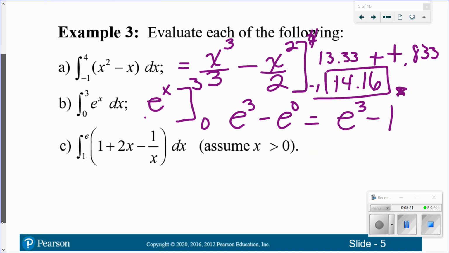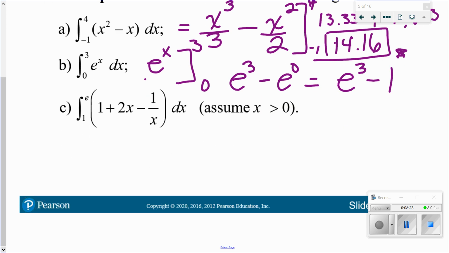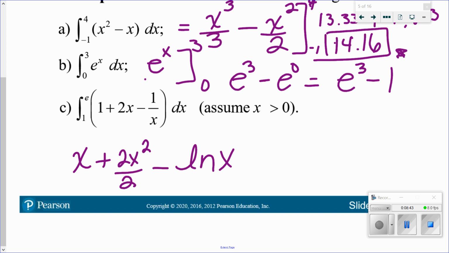Okay, and on this last one, I have the antiderivative of 1. In this case, our variable is x, plus, now we're going to have 2x squared divided by 2 minus, and 1 over x, the antiderivative is ln x. Okay, let's go ahead and simplify that.